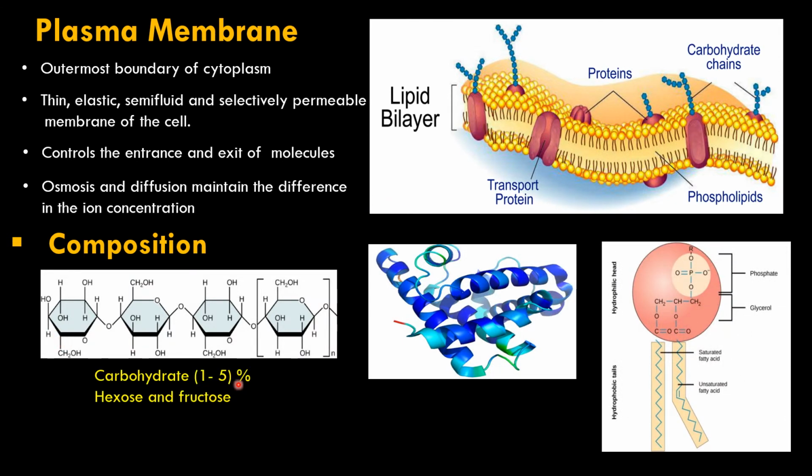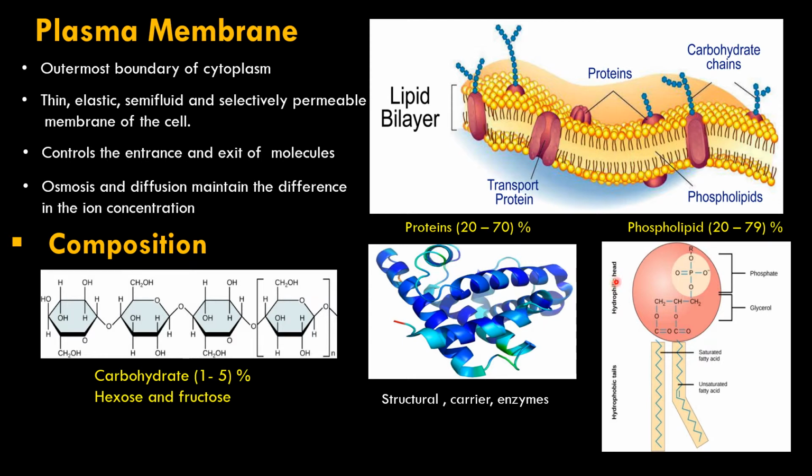Carbohydrates make up about 1 to 5% and they are mainly hexoses, fructoses, etc. About 20 to 70% are proteins, and these proteins are classified on the basis of their function as structural proteins, carrier proteins or enzymes. Lipids are also about 20 to 70%, and these lipids, mainly the phospholipids, are present in the cell membrane.